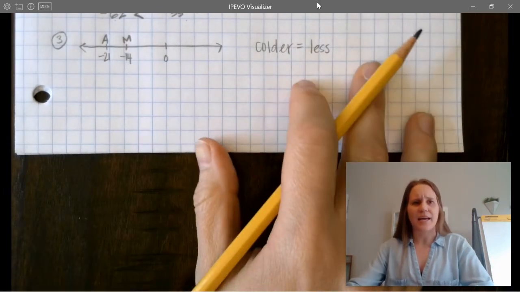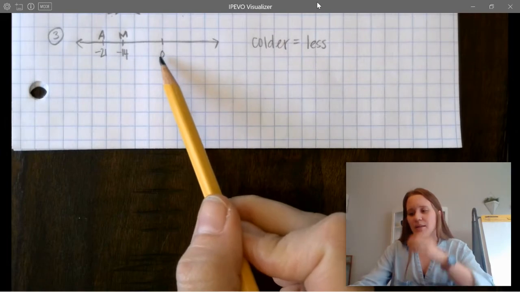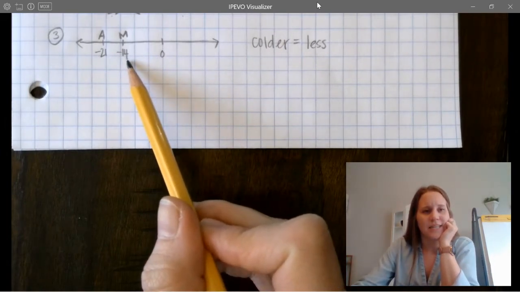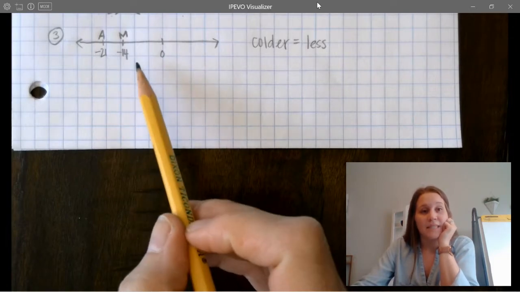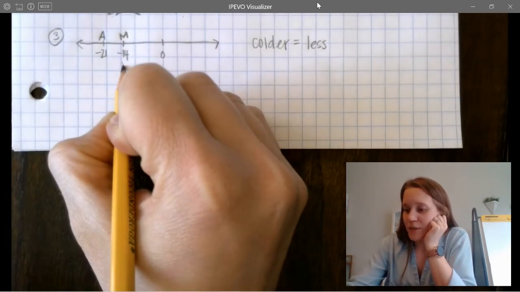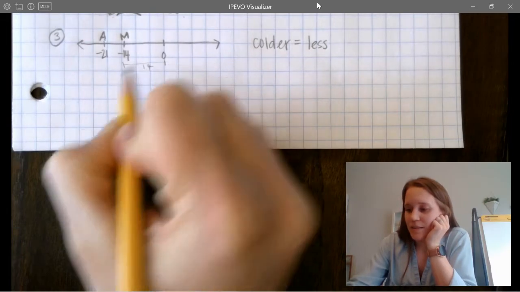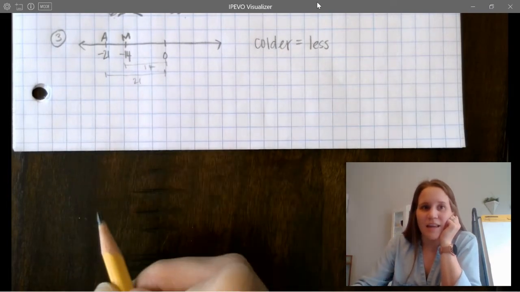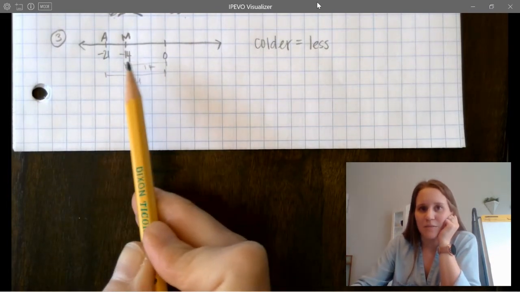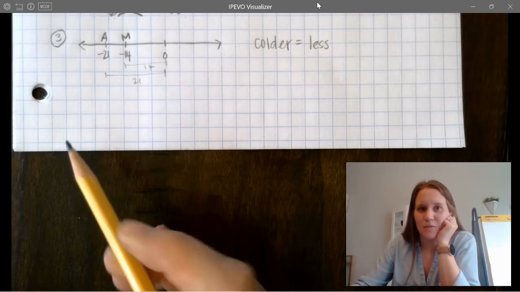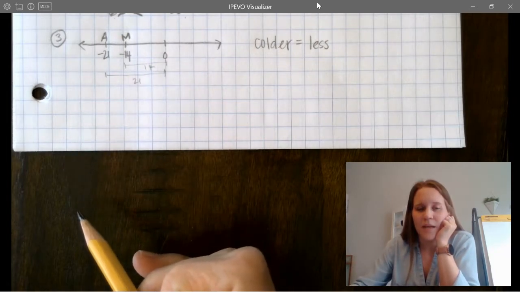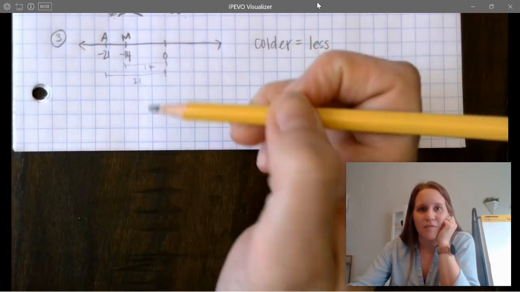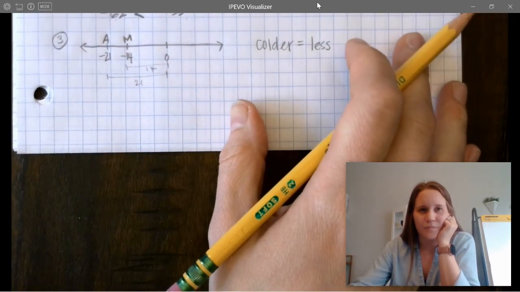All right, so I went ahead and drew a number line. I put 0, and I went all the way back to negative 14 and then to negative 21. Since negative 14 is only 14 spaces away from 0, but negative 21 is 21 spaces from 0, I know that negative 14 must be closer on my number line because it's fewer spaces away. All right, and then I also labeled M for Minneapolis and A for Anchorage.